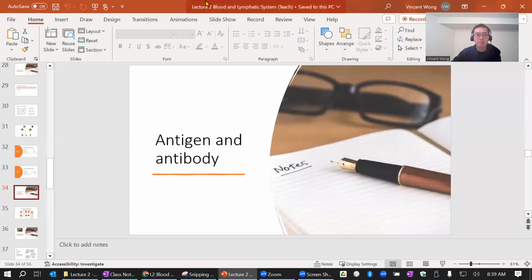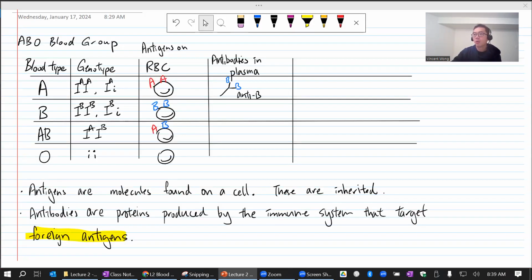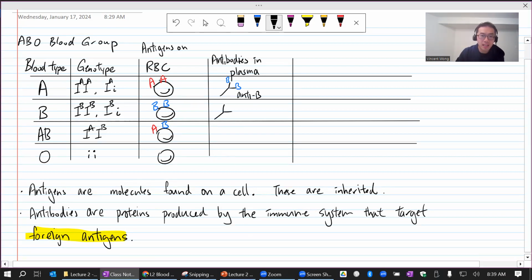What about a type B person? What kind of antibody does a type B person have? Help me out here. Anti-A. That's right, anti-A, because A is foreign, right? If you're B, you have never seen A before inside the body. So A is going to be foreign.